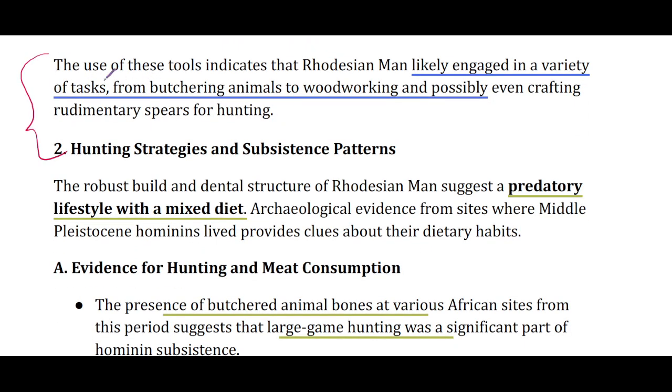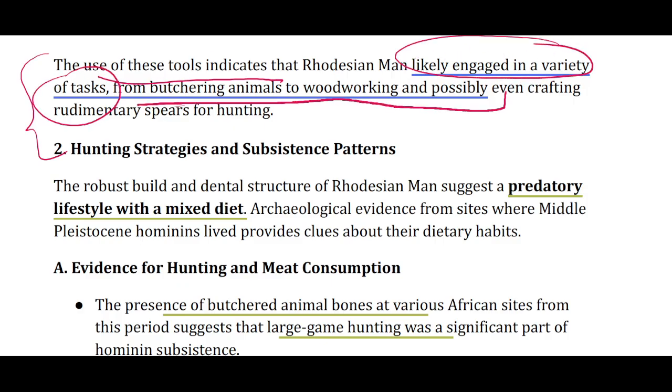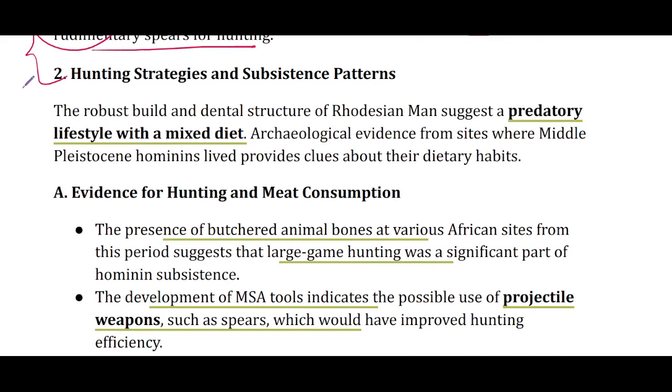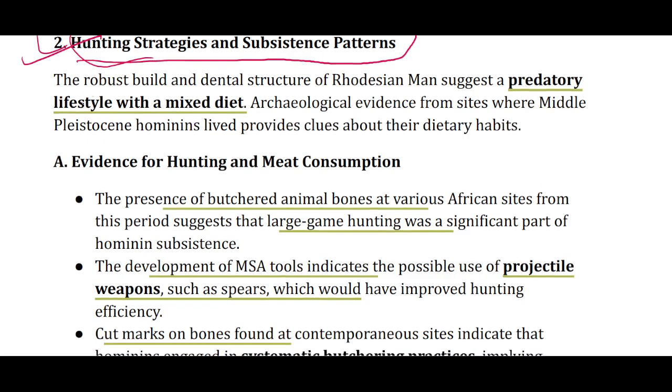And the use of these tools indicates that Rhodesian man likely engaged in a variety of tasks, from butchering animals to woodworking and possibly even crafting rudimentary spears. Then the hunting strategy and subsistence patterns. So the robust build and dental structure of Rhodesian man suggests a predatory lifestyle with a mixed diet.